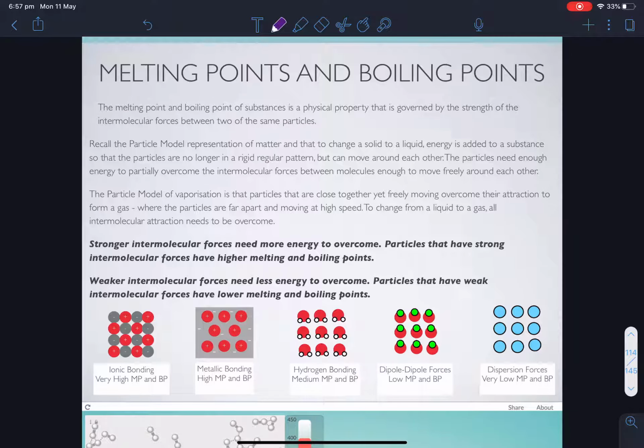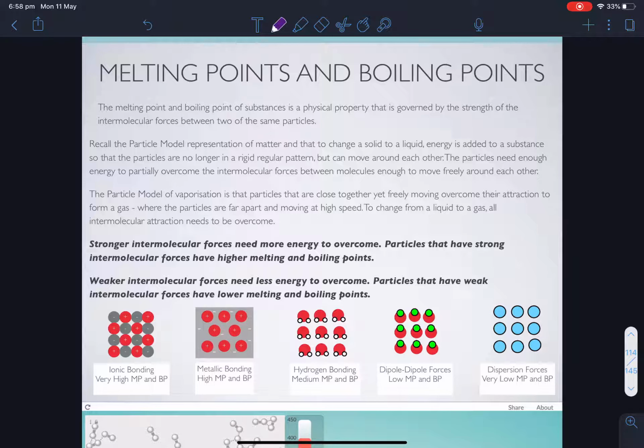How do the intermolecular forces between a pure substance affect its melting point and boiling point? As you can imagine, the stronger those intermolecular forces, the more that's holding these particles together, the harder it is to make them wiggle about each other and eventually pull apart.